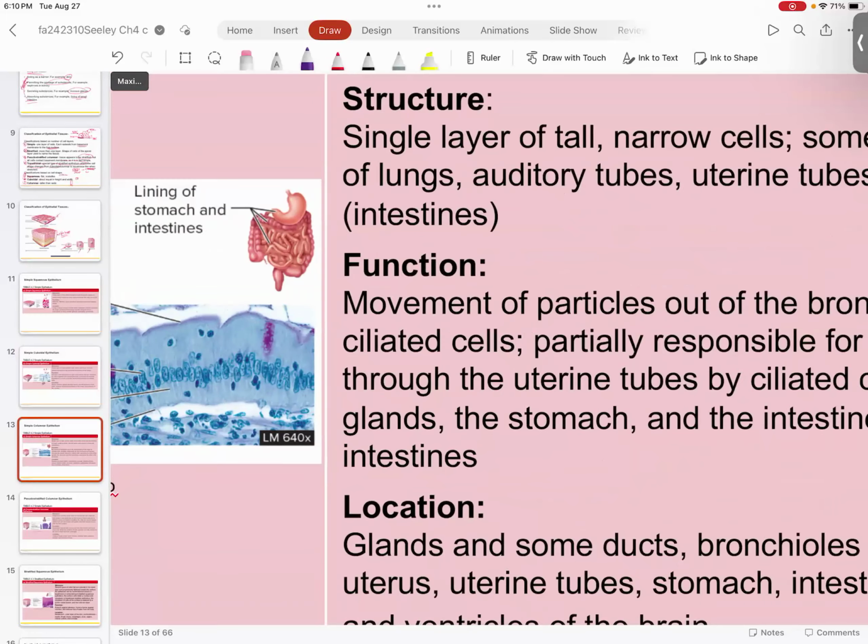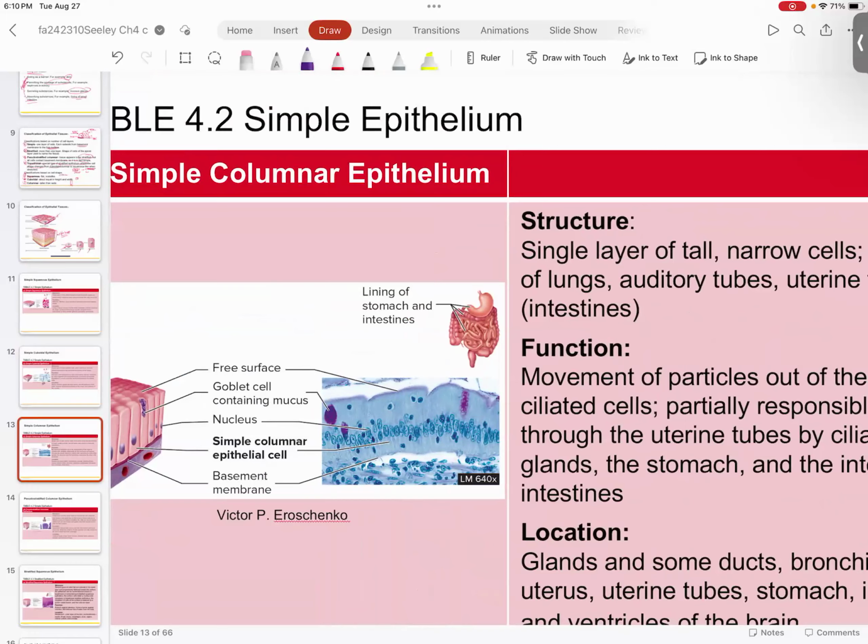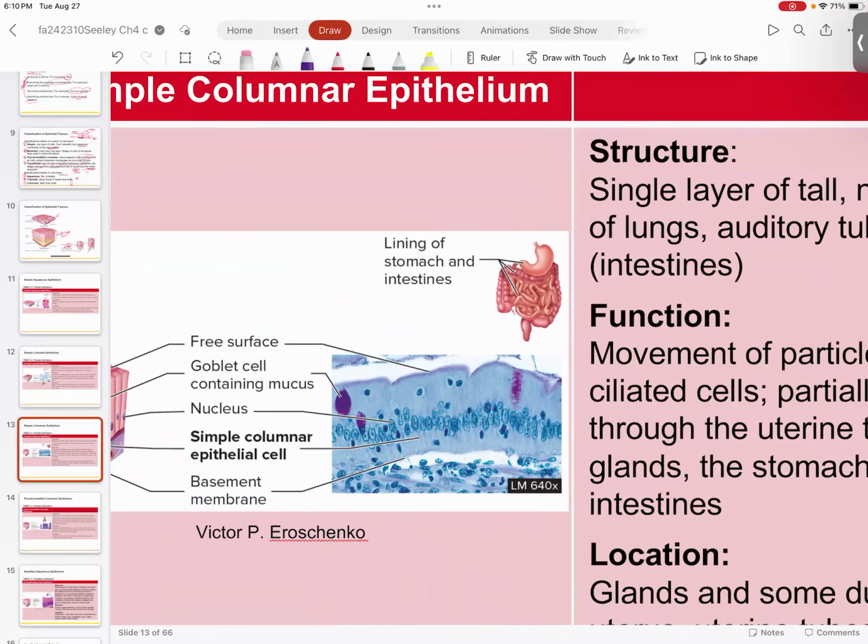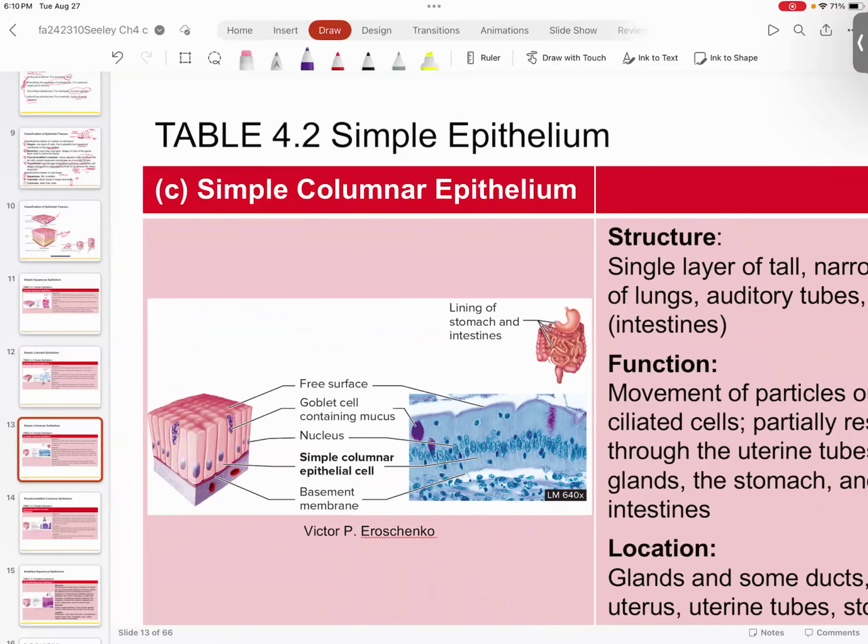This one is simple columnar. You'll see this in intestines. First of all, you can see these nuclei tend to line up into a nice, neat, orderly row. Your basal surface is down here. Your apical surface is up here.